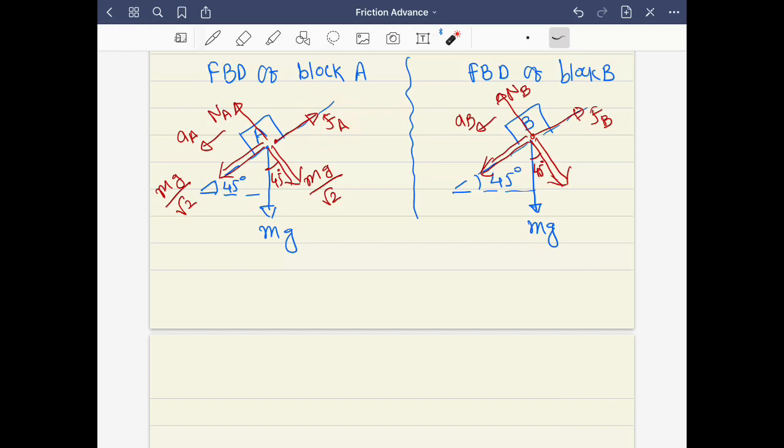Likewise over here, mg by root 2, I didn't write over here, but you can write here mg divided by root 2. Here also same thing, mg divided by root 2. And as you can see over here, this mg by root 2 is greater than this fb. So you can say this mg by root 2 minus fb divided by m will be the acceleration of B, and likewise acceleration of A, mg by root 2 minus fa divided by m.